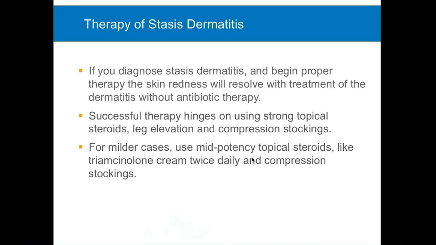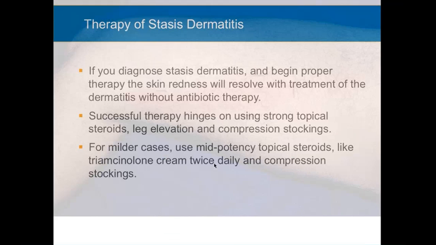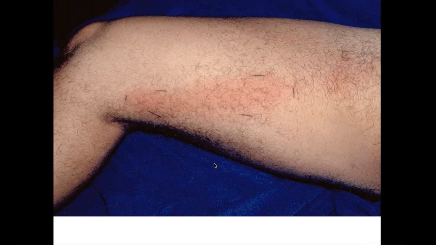And generally, you need to use mid or strong potency topical steroids like triamcinolone, fluocinolone, elevate the legs, and compression stockings. For milder cases, you can use mid-potency things like triamcinolone. The most important thing is to get the patient to keep their legs up and get the swelling down. And so while stasis dermatitis can be unilateral or bilateral, cellulitis is usually unilateral and can present with the streaking, the ascending of the erythema, that type of thing.